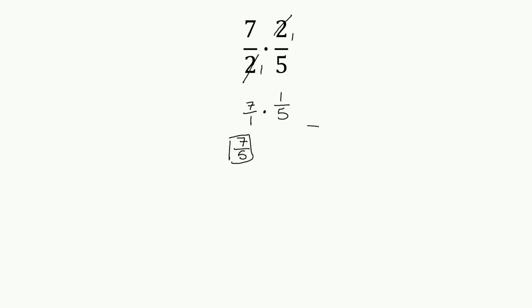Just to show you, 7/2 times 2/5. If we did this just multiplying across, that would give us 14/10, which equals 7/5, which is what we got over here. So that's just to prove that that will work.